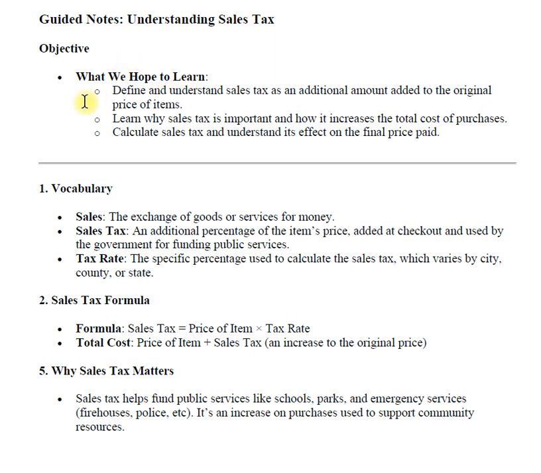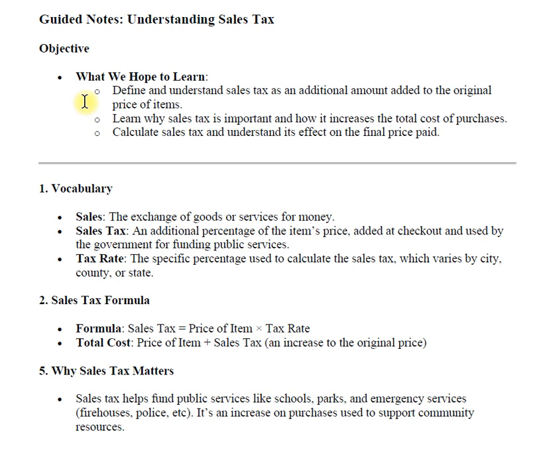So, the first thing I want to go over is what we're hoping to learn in these upcoming lessons. First thing is we're going to define and understand what sales tax is. We are also going to learn why it's important and then how it increases the total cost of your purchase. And then we're going to be able to calculate sales tax and understand the effect that it has on the final price that you will pay.